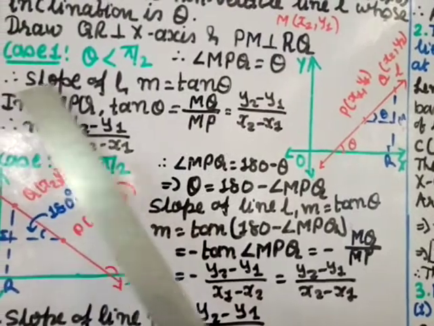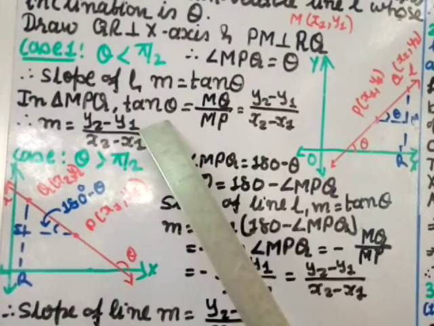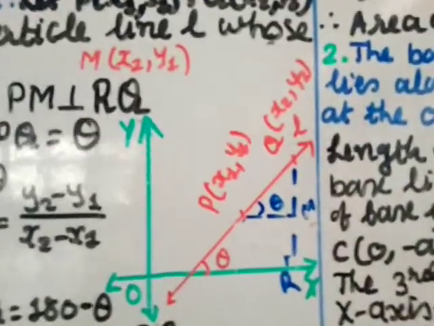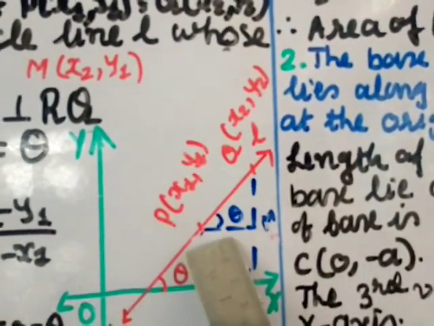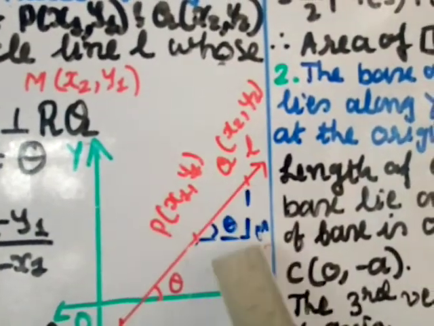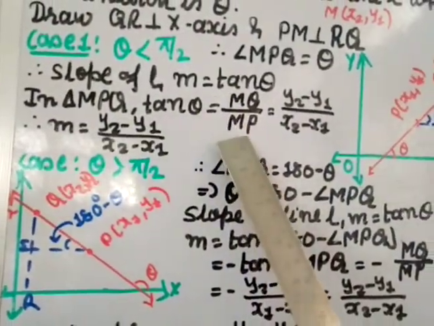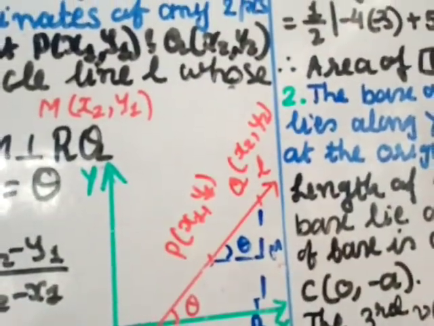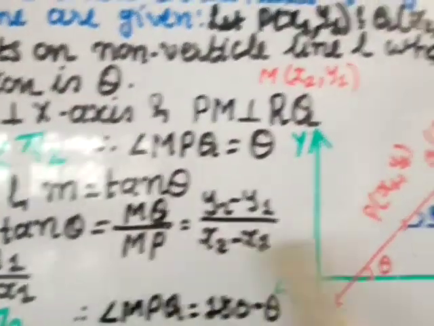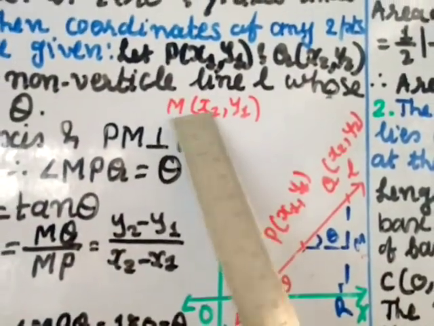Now by definition, slope of line L, m is equal to tan theta. In triangle MPQ, tan theta. So in this triangle, apply tan theta, the trigonometric ratio. So tan theta is equal to opposite side divided by adjacent side. So opposite side is MQ divided by adjacent side is MP. Okay, so I apply here tan theta is equal to MQ by MP. So MQ distance, this distance will be the difference of the y coordinate. So y2 minus y1, that is the MQ, and MP, this distance will be the difference of the x coordinate, that is x2 minus x1.